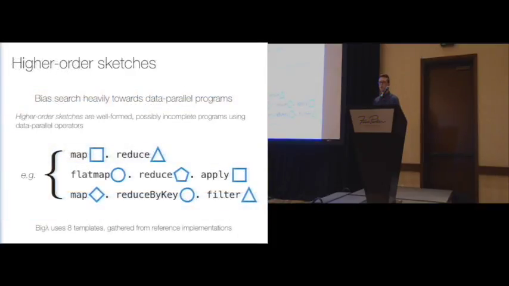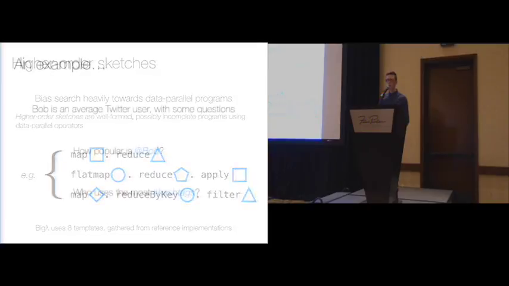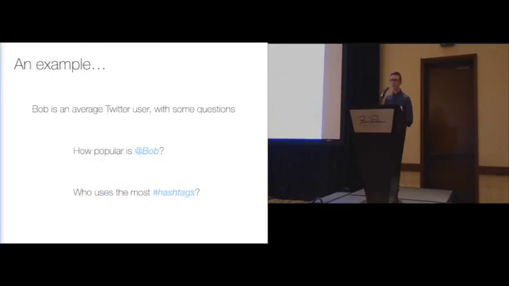These higher order sketches are well-formed but possibly incomplete programs that are made of these data parallel combinators. If you're familiar with the Spark API, these data parallel operators probably look very familiar to you. Now, you can think of these higher order sketches essentially as a program that has holes in it, and these holes have different shapes. And it's our job during the synthesis procedure to fill in these holes with the appropriate shape. So far, everything I've talked about has been fairly abstract, so we're going to walk through a quick example of a possible use case.